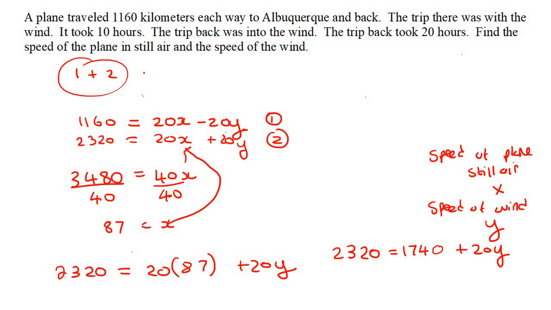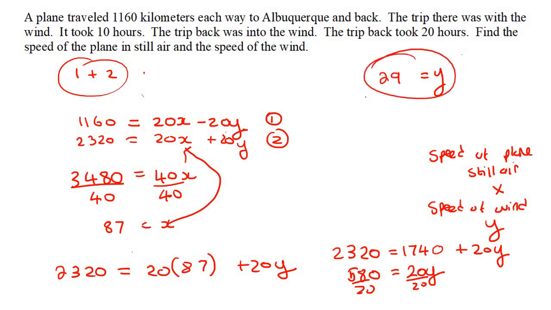Now it's just a matter of solving for y. So we're going to say 2320 minus 1740, and that's going to give us 580 equals 20y. And then we can just divide both sides by 20. And so what we'd find is that y is going to be equal to 29. So y would be 29.